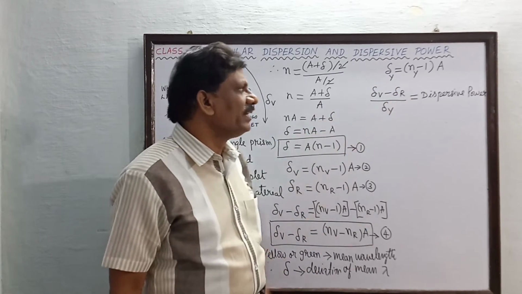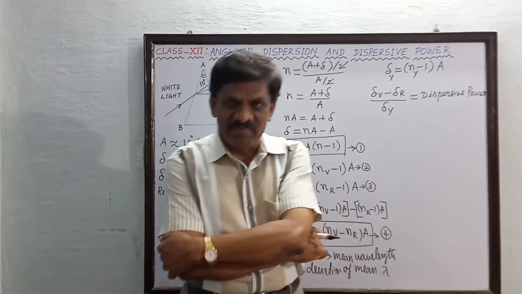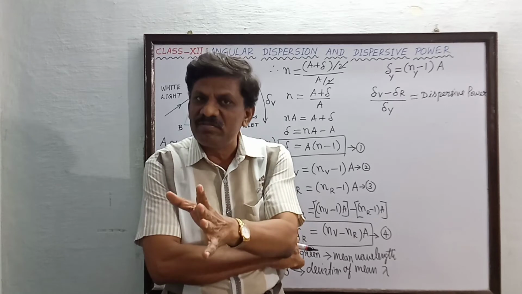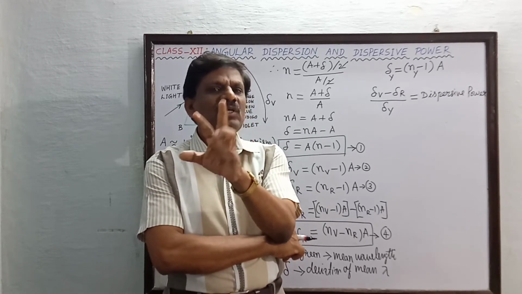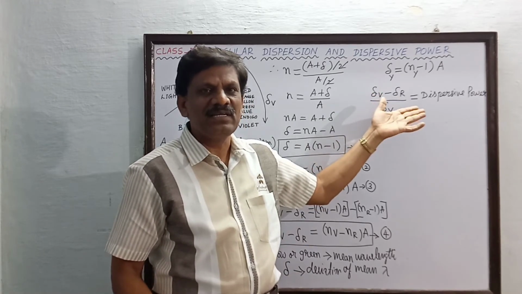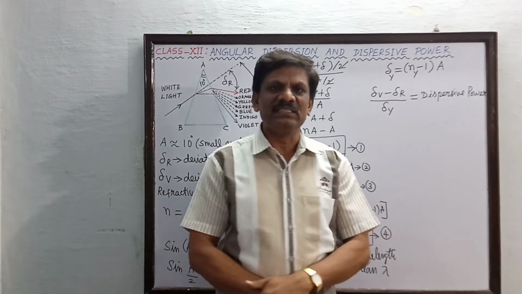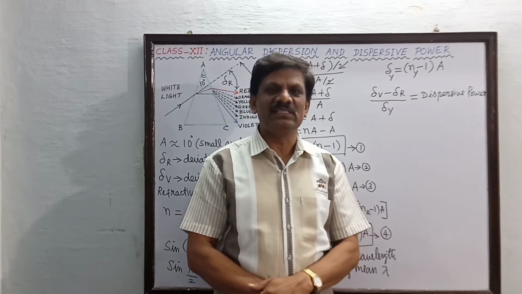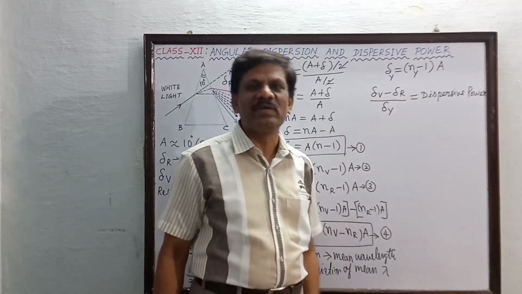So how do you define the dispersive power? The dispersive power of a material is defined as the ratio of the angular dispersion for the two extreme colors to the deviation of the mean wavelength. Okay, this is for definition. We have taken the numerator as the two extreme colors.